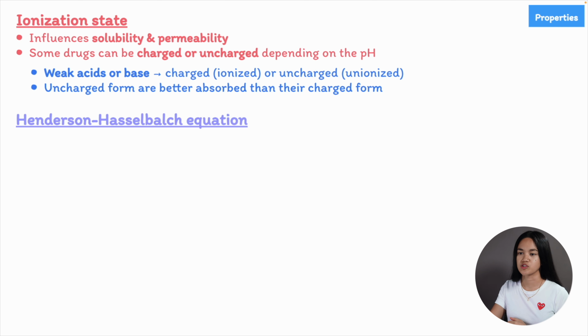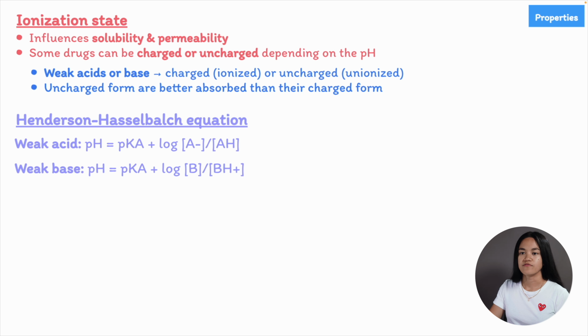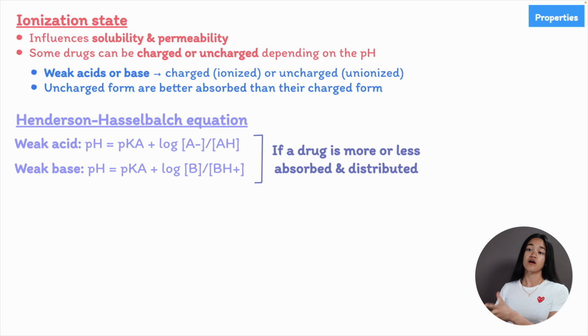The equation is expressed for acidic drugs and for basic drugs. Here, pH represents the acidity of the environment, pKa is the drug's acid dissociation constant, and A- and AH are the concentrations of the ionized and unionized forms for acidic drugs, and B and BH+ are the concentrations of the unionized and ionized forms for basic drugs. So we can apply this equation to calculate if a drug is more or less absorbed and distributed in different body compartments. All right, so that's the ionization state.